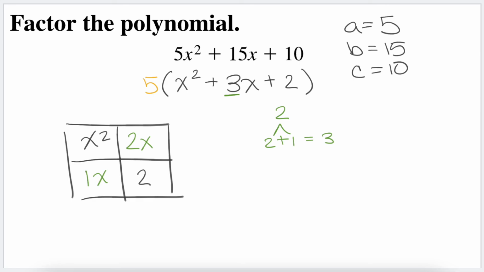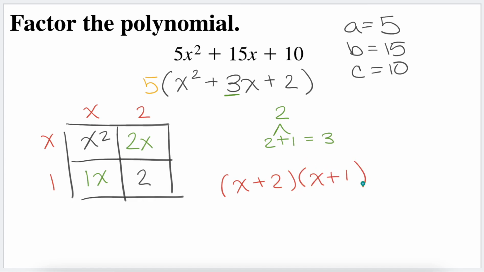and then we're just going to pull the common factors out of each of our rows and columns. We have an x here, a 2 here. I can pull a 2 out of both 2x and 2. And then we would have an x here and a 1 here. So our factors are x plus 2 and x plus 1. So this would look like x plus 2, x plus 1.